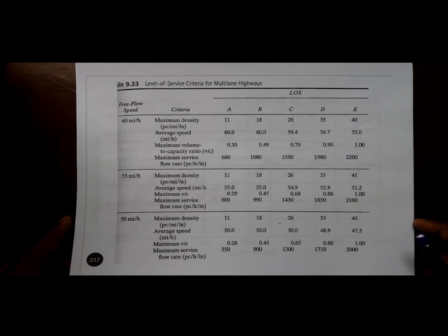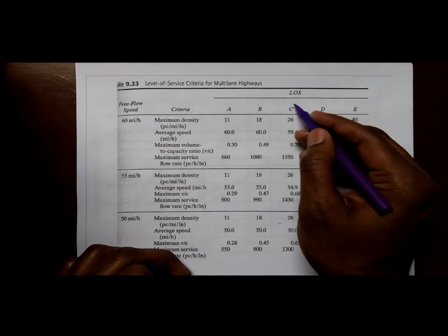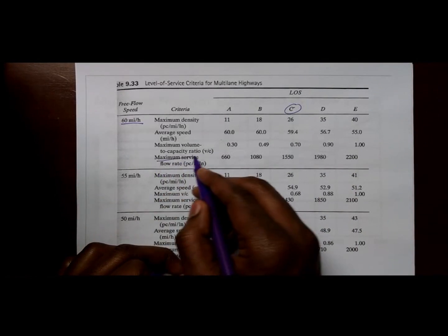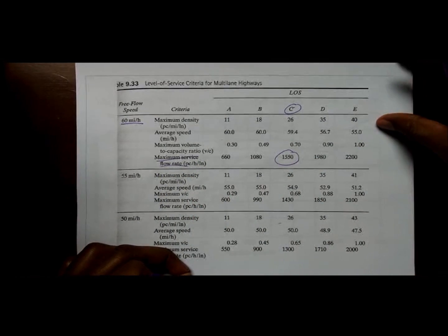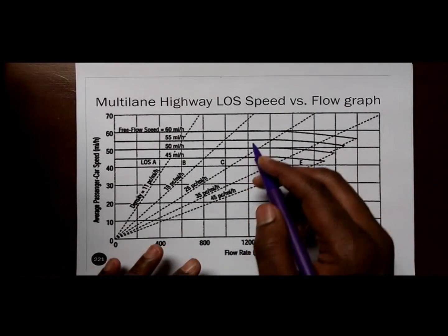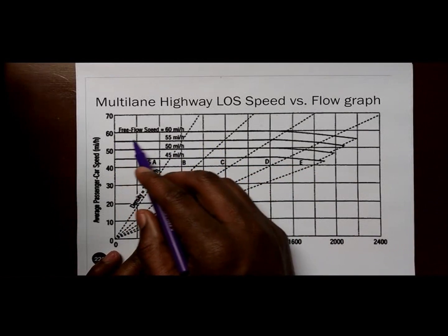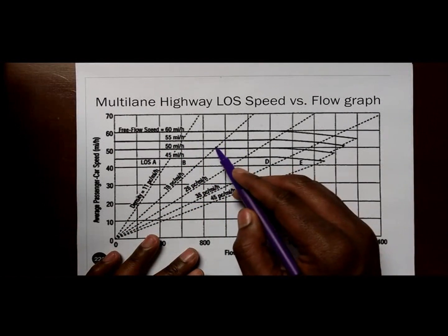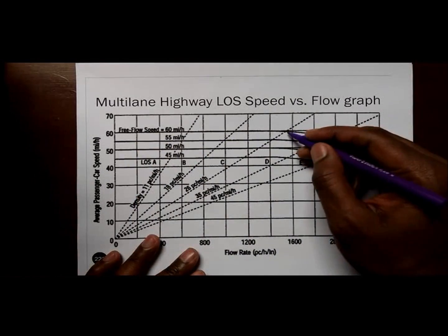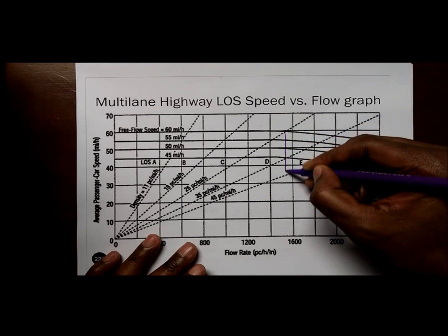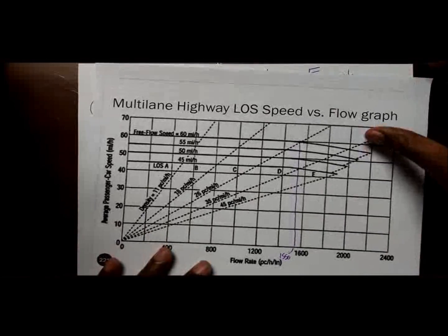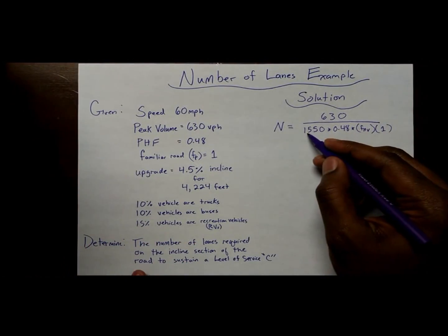Okay, in order to sustain a level of service C at 60 miles per hour, I am going to need a maximum service flow rate of 1550 as shown here. Also, that can be seen here, whereas the boundary for level of service A ends here, level of service B ends here, and the boundary for level of service C ends here. And so at 60 miles per hour, at its boundary, if I draw a straight line down, that would also give me that 1550. And that's pretty much what I wrote right here.